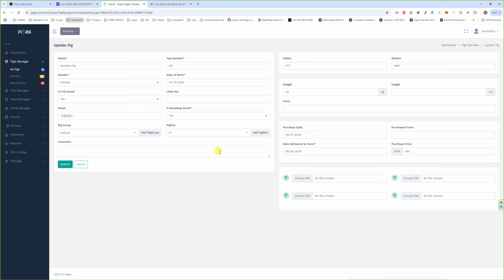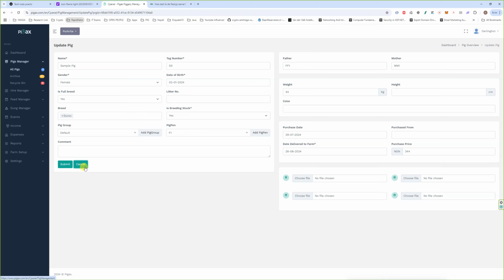Okay. So there are two ways we can add pigs into the farm, and one of them is this way. We add the pig manually. So here we can add one pig, put in all the details, and then we have a pig set and registered with an ID on the farm.